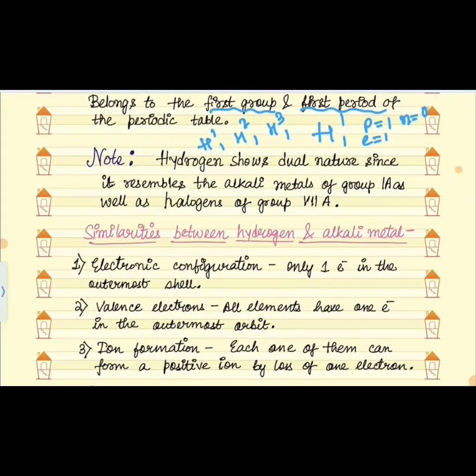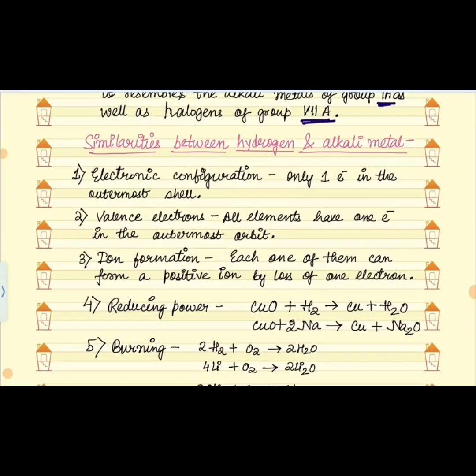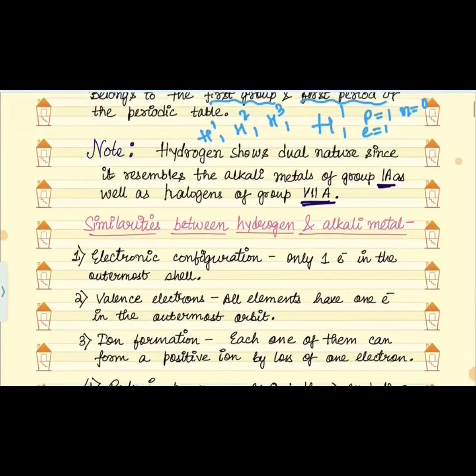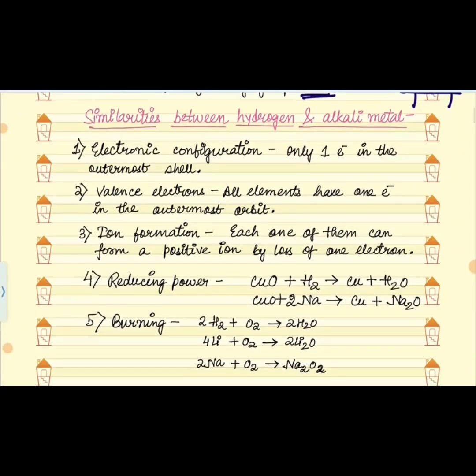Note that hydrogen shows dual nature since it resembles the alkali metals of group 1A and halogens of group 7A. Now we will check the similarity that it has with the alkali metals and the halogens separately. So basically this means that in the periodic table it has two different positions. 1A contains hydrogen as the first element. In 7A also hydrogen is present as the first element. Why is it given two different positions?